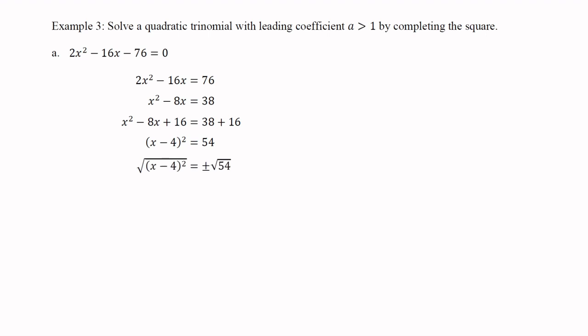Then we take the square root of each side. That's going to give us x minus 4 on the left, plus or minus the square root of 54, which we can break up as the square root of 9 times 6. Taking the square root of 9 to the outside gives us 3 square root of 6, and adding the 4 to each side gives us 4, plus or minus 3 square root of 6.